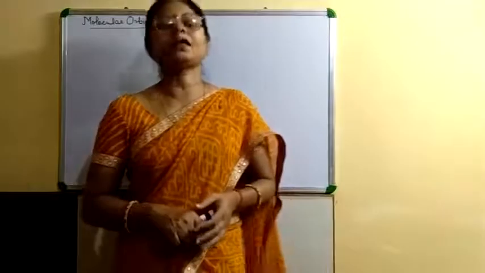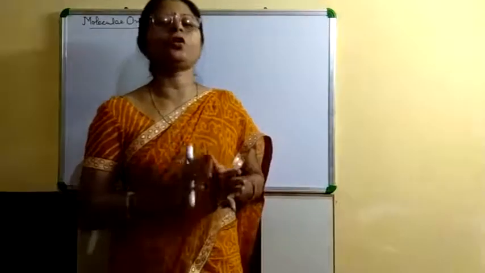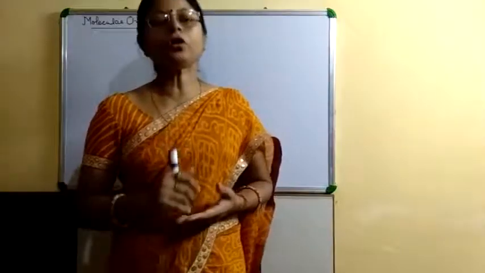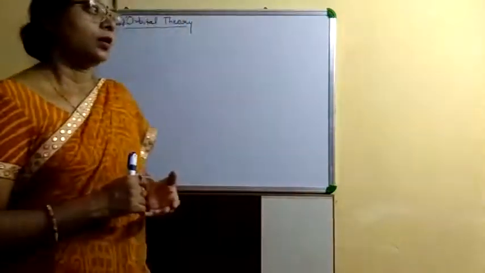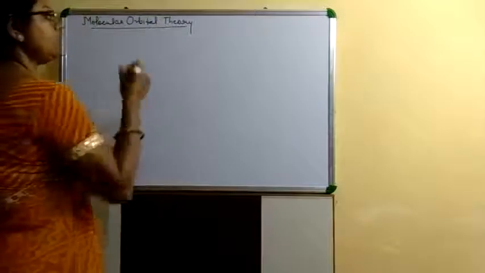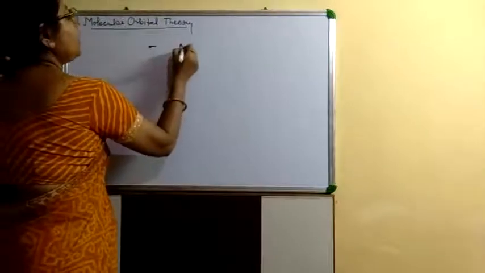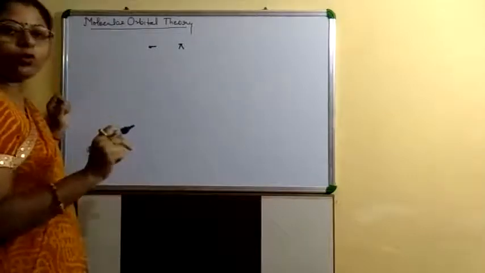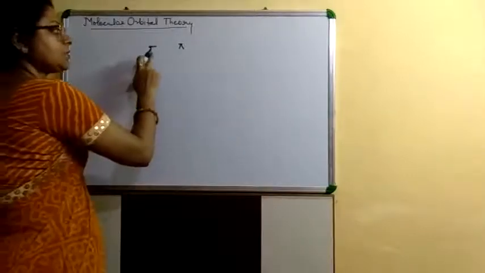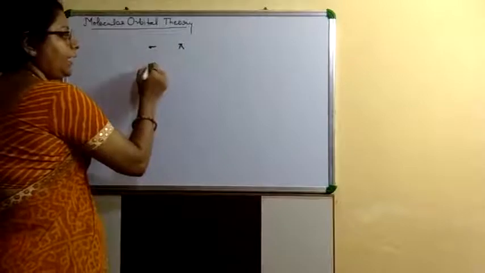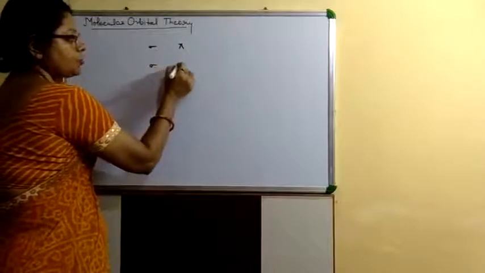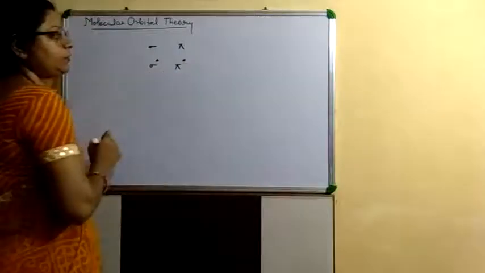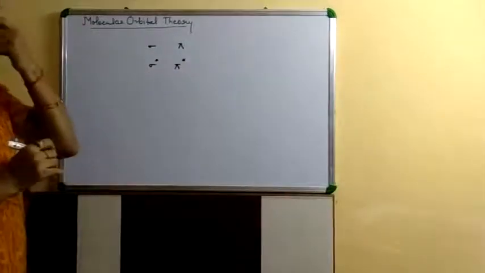Hello children, in the last lecture I taught you the formation of bonding and antibonding molecular orbitals. Molecular orbitals are shown by symbols like sigma, pi, etc. Bonding molecular orbitals we can show by the symbols sigma and pi, and antibonding molecular orbitals we can show by putting an X stick, an asterisk, above the sigma and pi orbitals.